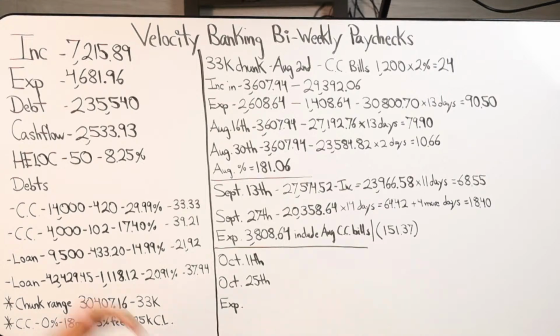So another big gem there. Total debt, $235,000. Here's our debt tool, our main debt tool. We have a home equity line of credit, second position, $50,000.